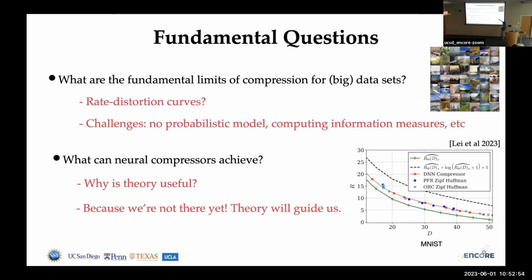And you see that there's a sizable gap between the two. So why is theory useful? Because theory, as I will mention very briefly, would tell us what the limitations of this neural compressor are. So this is the best achievable neural compressor, state of the art.